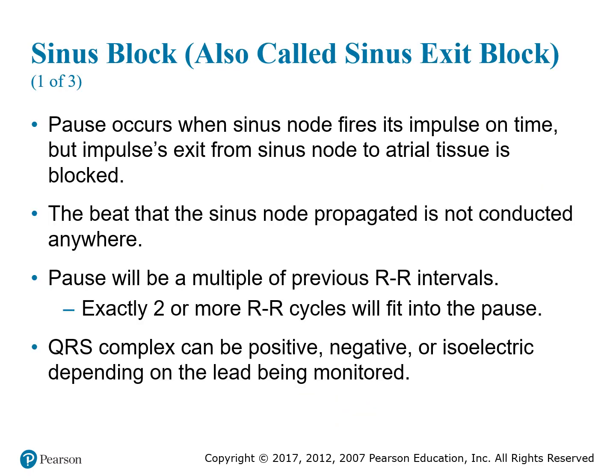All right, sinus block, also called sinus exit block. A sinus block is a pause that occurs when the sinus node fires its impulses on time. The sinus node is doing what it's supposed to do. It's firing like it's supposed to. But the impulse's exit from the sinus node to the atrial tissue is blocked. For some reason it fires like it's supposed to, but the impulse doesn't actually make it to the atria like it's supposed to. The beat that the sinus node wanted to make is not conducted anywhere. So it's just kind of fired and didn't do anything.